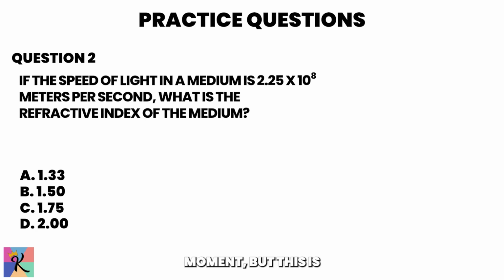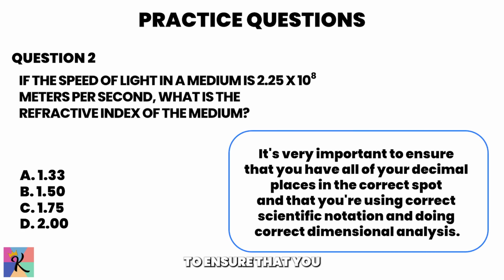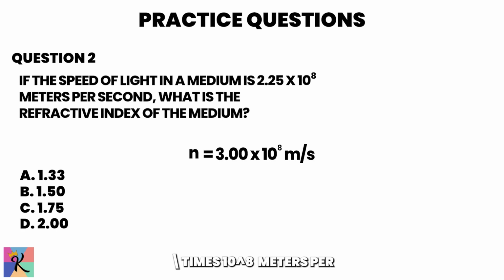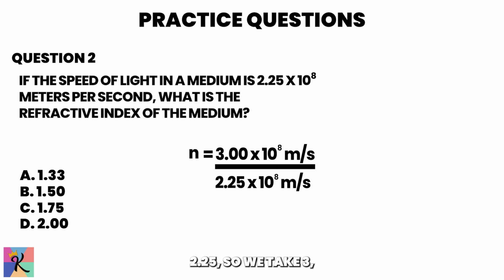So I'm going to let you pause for a moment, but this is a classic example of the MCAT having close enough answers to where all it takes is just one slight miscalculation in order to get the wrong one. So it's very important to ensure that you have all of your decimal places in the correct spot and that you're using correct scientific notation and doing correct dimensional analysis. And this one's relatively straightforward. It is just going to be the refractive index is equal to the speed of light, which we already have, which is 3 times 10 to the 8th meters per second, over V, which is the speed of light in the current medium. And so that's over 2.25.